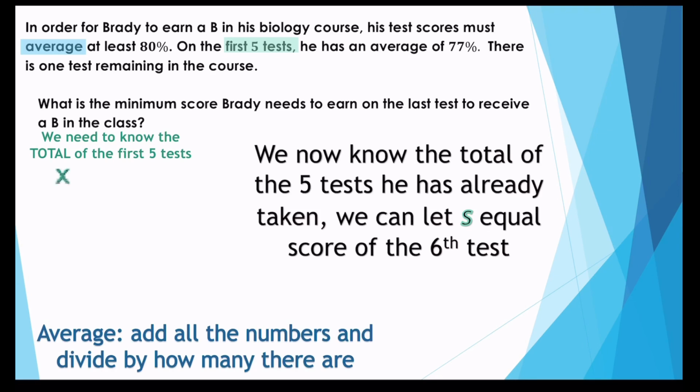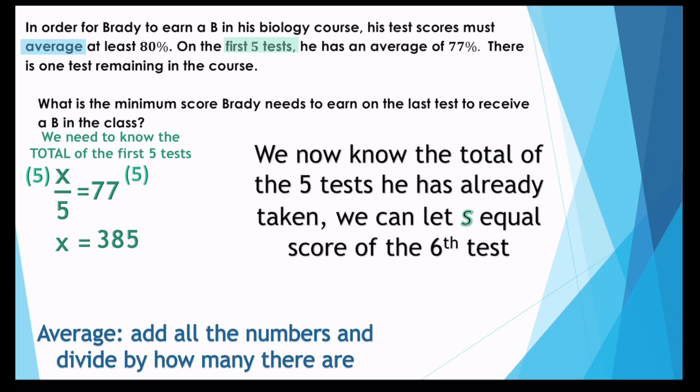We don't know the total on his first 5 tests, okay? But if I take the total and divide by 5, what did that give me? What was his average? It was 77, okay? So if I work backwards, I know that his first 5 tests were 385, okay? So we know the total of the 5 tests he already took now. Before we didn't. But working backwards, I found out that the total of the 5 tests he took was 385.